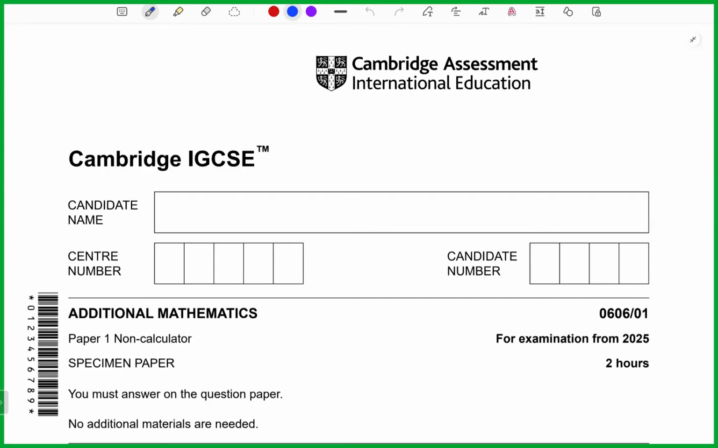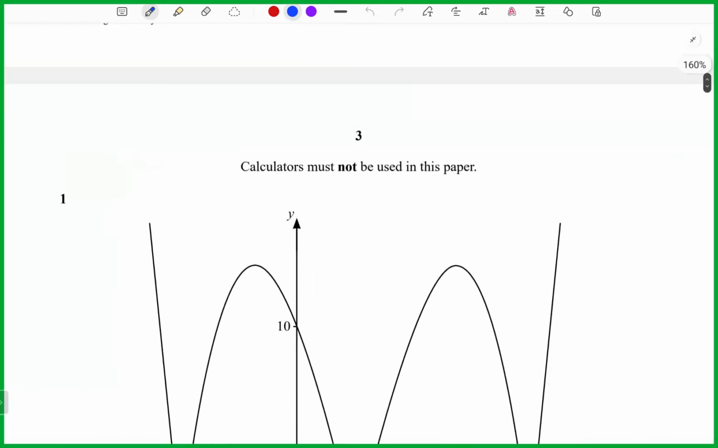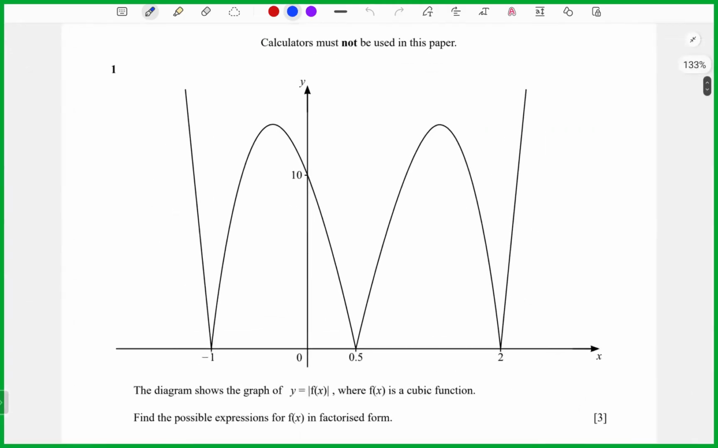So today I want to discuss the Cambridge IGCSE Additional Mathematics 0606, specimen paper 1, the non-calculator paper. In this paper you cannot use the calculator for the examination from 2025. Calculators must not be used in this paper, which means I will solve these questions without using a calculator. Let's see question 1.